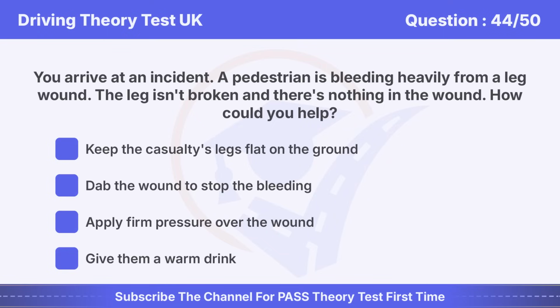Question 44. You arrive at an incident. A pedestrian is bleeding heavily from a leg wound. The leg isn't broken and there's nothing in the wound. How could you help? Option A. Keep the casualty's legs flat on the ground. B. Dab the wound to stop the bleeding. C. Apply firm pressure over the wound. D. Give them a warm drink.